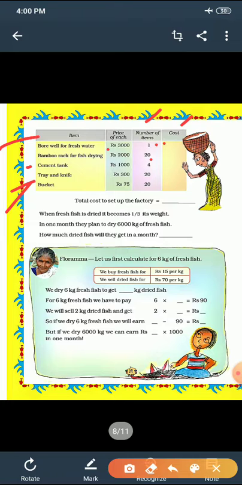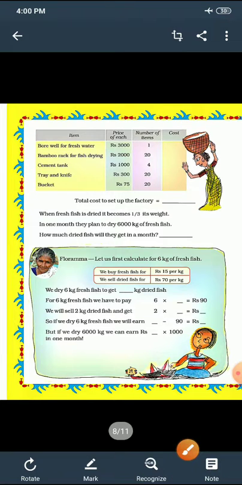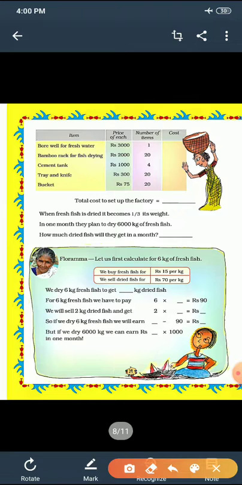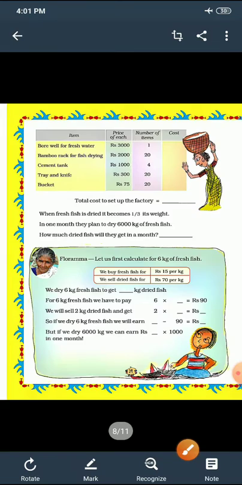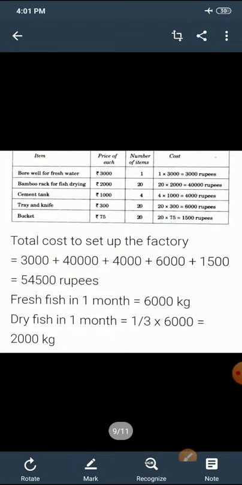Now some questions are asked here, you have to answer them. Total cost set up by the factory, we have to find the total cost. We will find the cost of each item and we will add it and we will get the total cost here. Now let's see. Okay, now here you can see what is given.